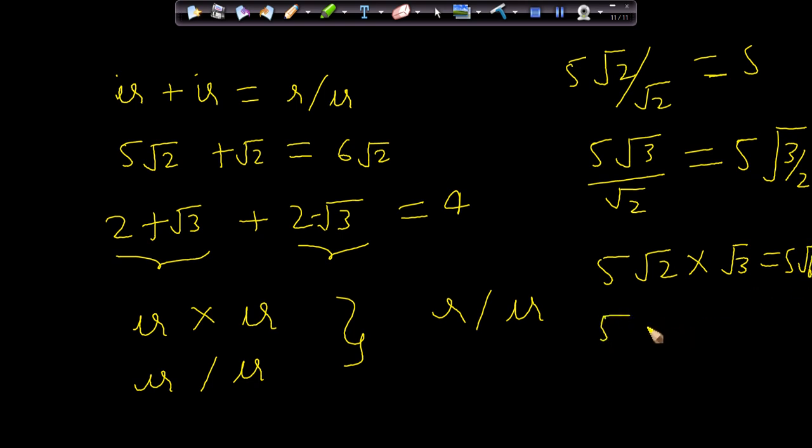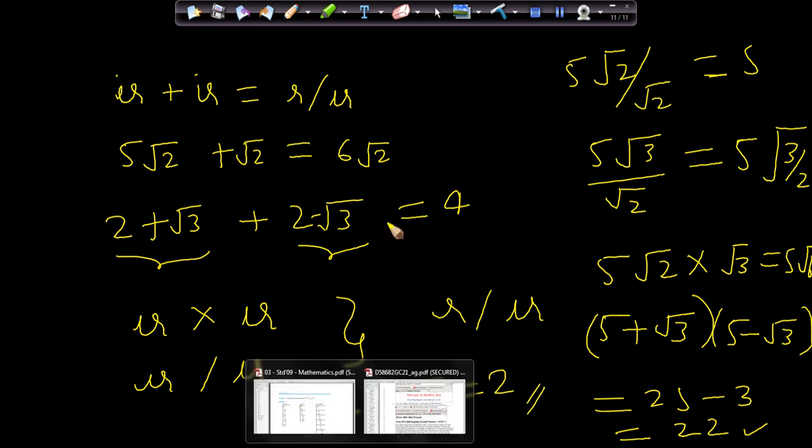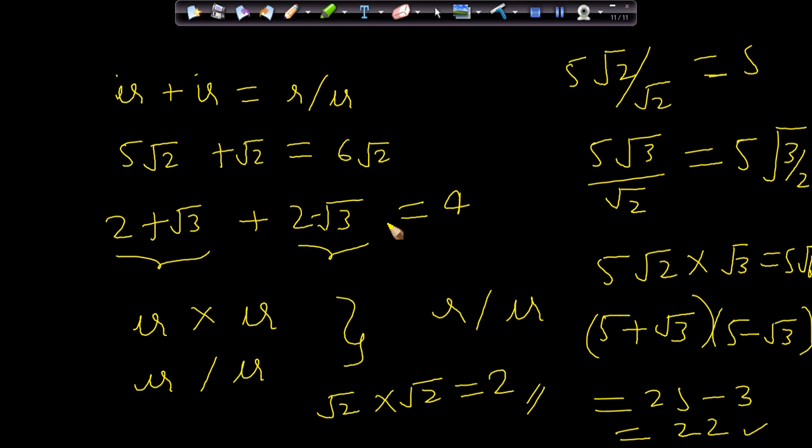If I multiply 5 plus root 3 and 5 minus root 3, the result is 25 minus 3, that is 22, which is a rational. Or I can multiply root 2 into root 2, which is nothing but 2. So multiplication of two irrational numbers can result in a rational or irrational number. Anything is possible.